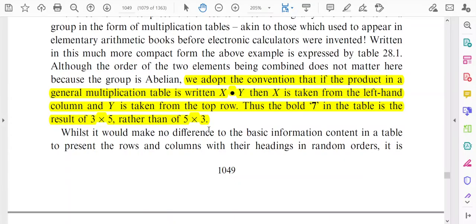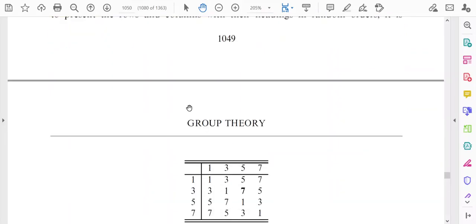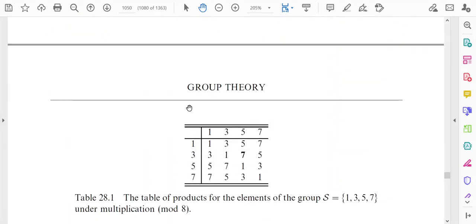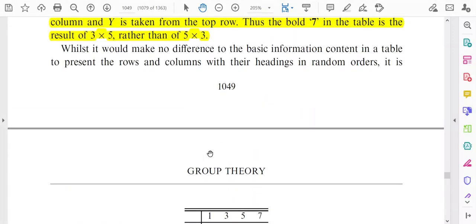But the point to be noted is that as the group is abelian, the results of 3 into 5 and 5 into 3 are the same. It can be verified, because you see that this is 3 and this is 5. So 3 into 5 is 7, and this is 5 and this is 3, so 5 into 3 is also 7. So this is what the group multiplication table is about.